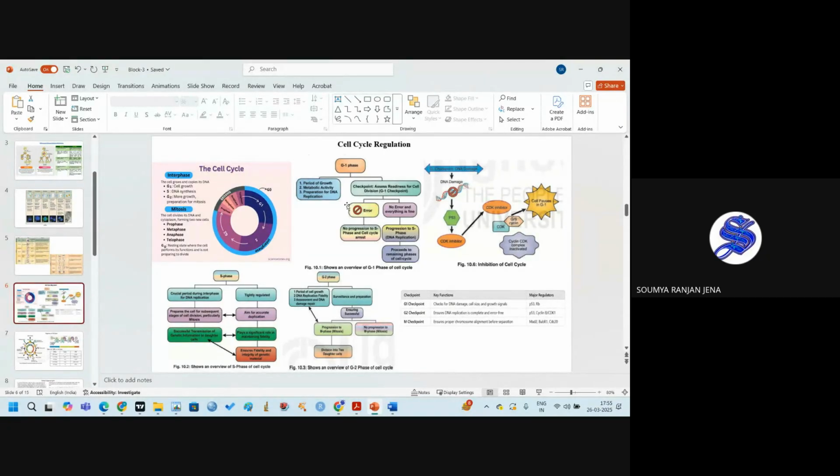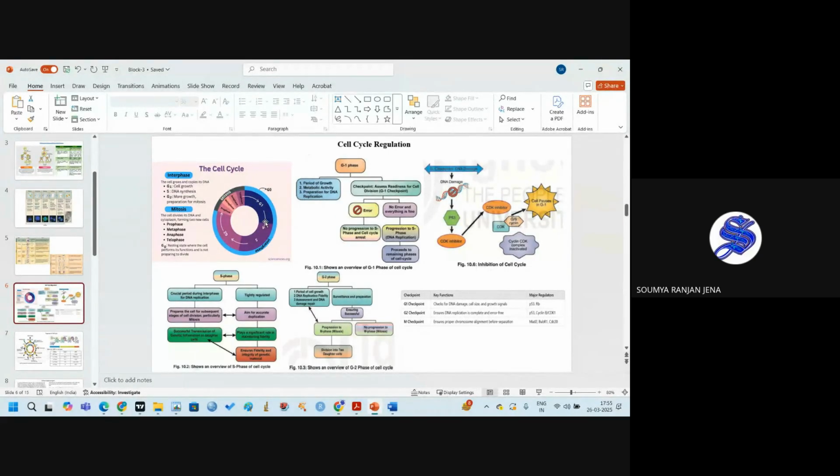in this G1, then it will check and stop entry to the S phase, and it will go to the resting phase. In this resting phase, all metabolically active enzymes will be activated. Then it will give a signal to go to the S phase. If these metabolically active enzymes are not activated, then there is no progression to the S phase, and the cell cycle is arrested here in G1 phase.